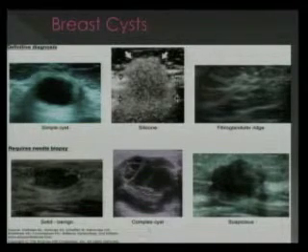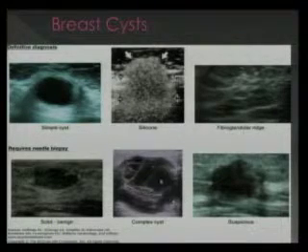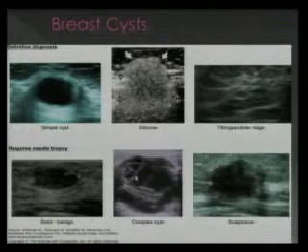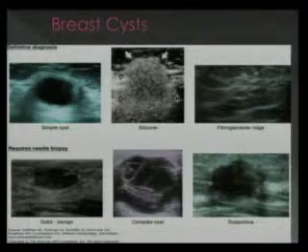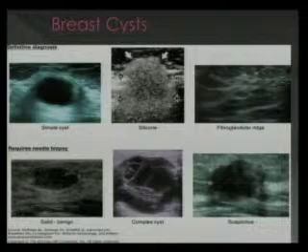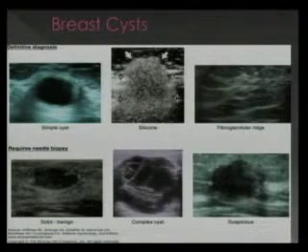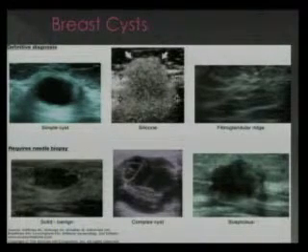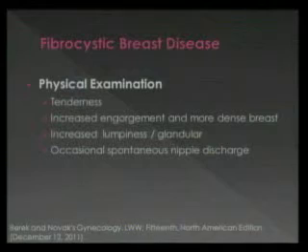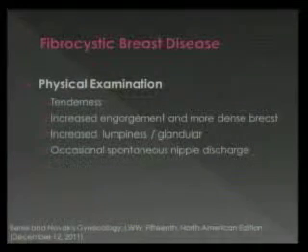And then you have your complex cysts, which you can see here. Complex cysts show septa or intracystic masses on sonographic imaging. Septations usually represent papillomas, but medullary carcinoma, papillary carcinoma, and infiltrating ductal carcinoma cannot be differentiated from these complex cysts on imaging alone.